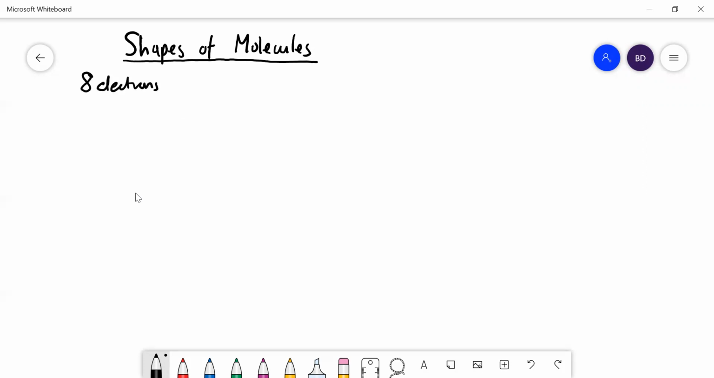So that means you have got 4 pairs, because electrons always pair up in the orbitals, don't they? So they can either be bonding pairs or they can be lone pairs.